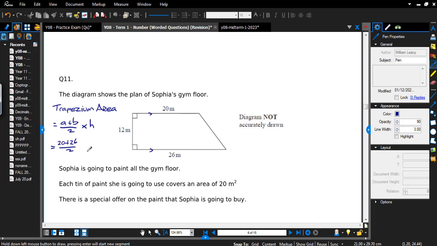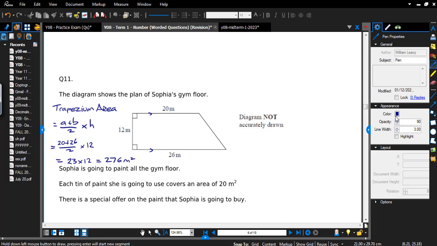When you add them together and divide by 2, it gives you an average of them. And you multiply it by 12. So that equals 20 plus 26 is 46, divided by 2 is 23, times 12. 20 times 12 is 240, 3 times 12 is 36, that's 276 meters squared.